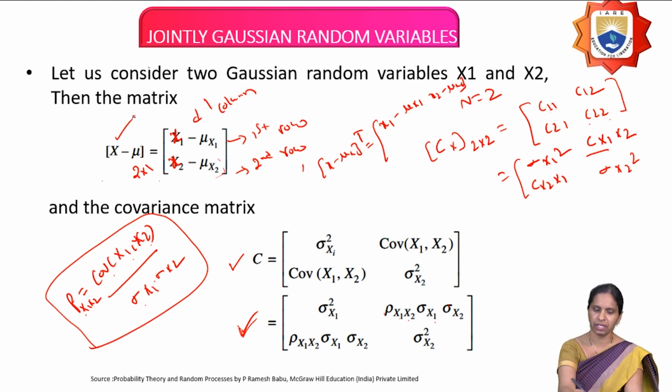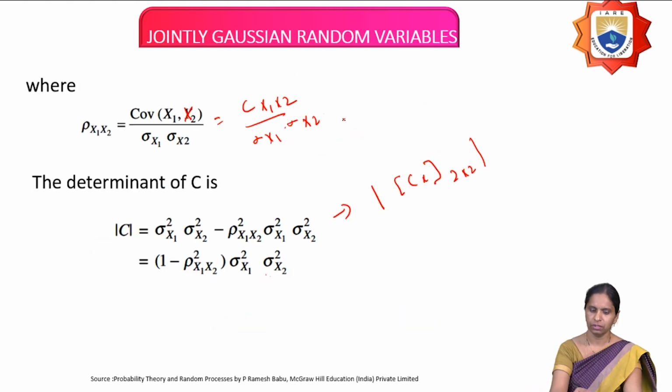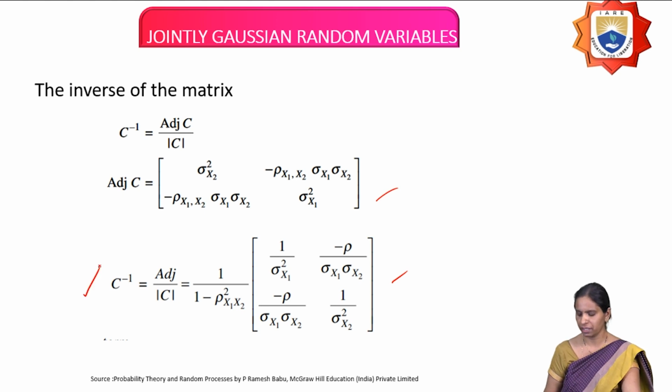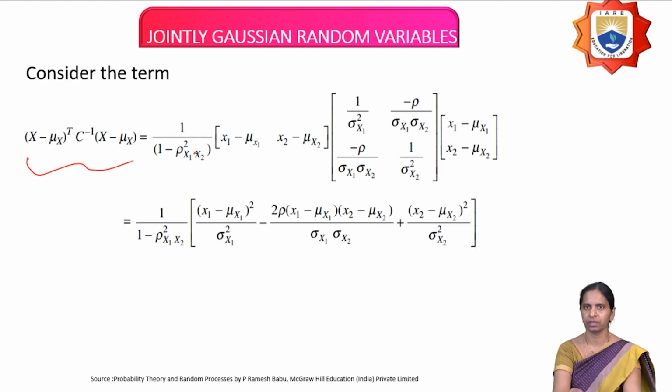So you know x minus mu. You know x minus mu transpose. And you know the determinant of C. And you know the inverse of the matrix. Then substitute and calculate this value. Then what are you going to obtain? 1 by 1 minus rho square x1x2 into x1 minus mu x1 whole square by sigma x1 square, minus 2 rho into x1 minus mu x1 into x2 minus mu x2 by sigma x1 sigma x2, plus this one.